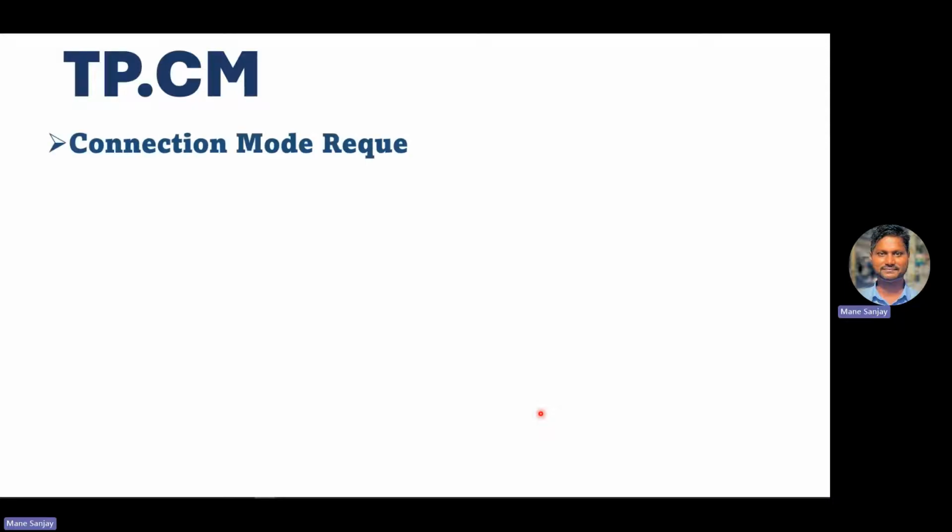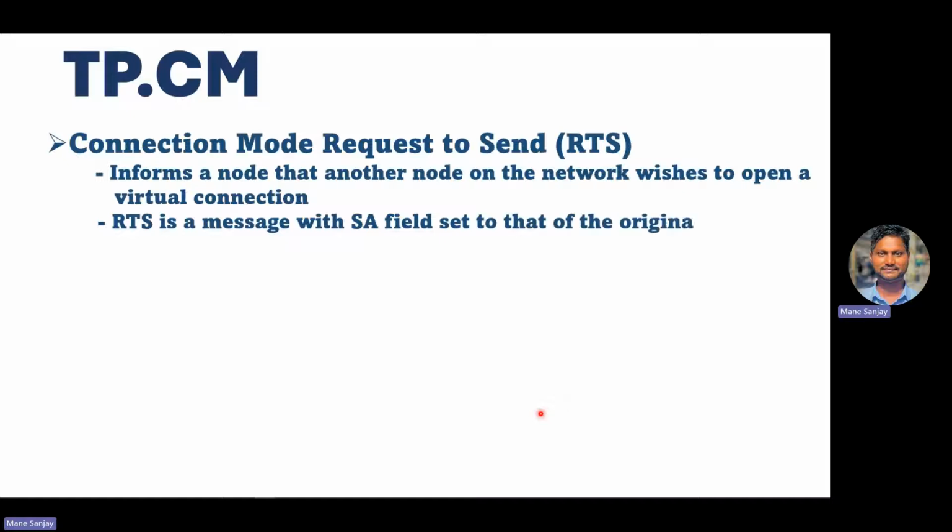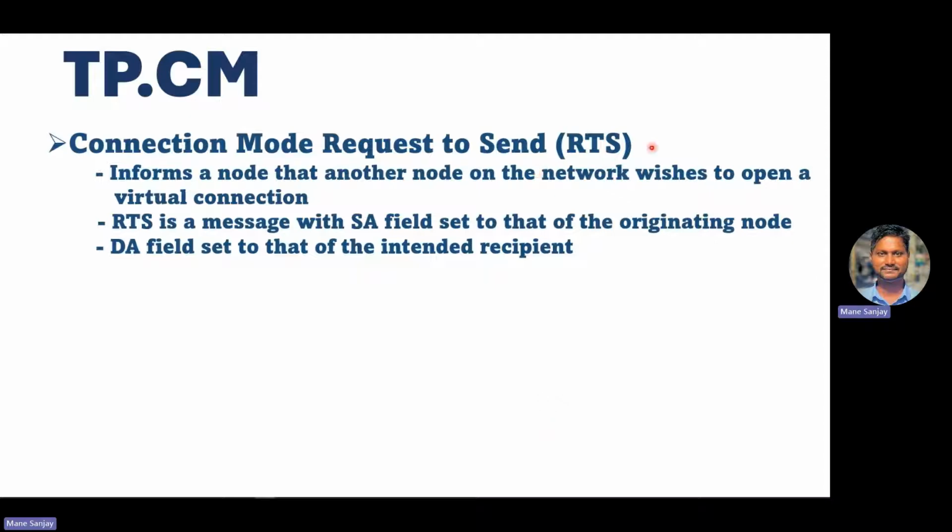This connection mode, request to send, informs a node that another node on the network wishes to open a virtual connection. So RTS, request to send, is a message with the source address field set to that of the originating node, and the destination address field set to that of the intended receiver. So when the request to send message goes into the network, it contains the source address and the destination address, and there are a few more fields, which I will explain in more detail shortly.